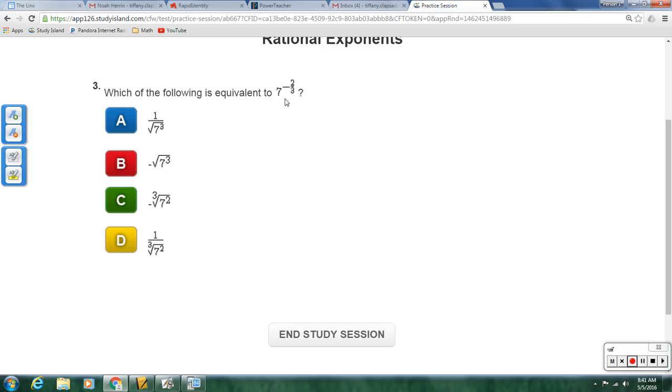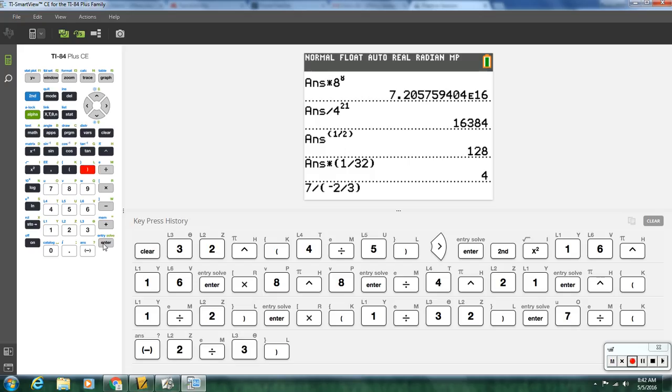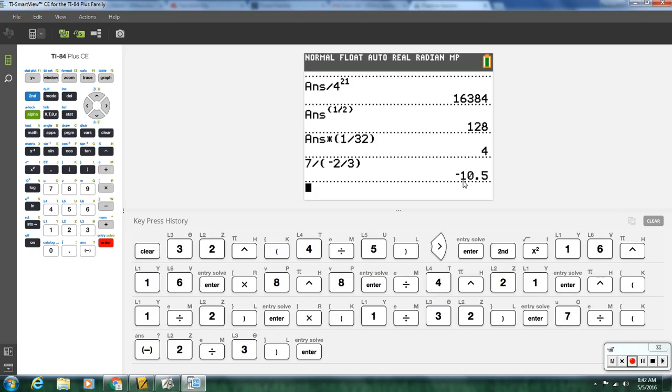Now, let's say that you didn't know how to do all this. What would be another way to do this? Could you put that in your calculator and come up with an answer? You put 7 to the negative 2/3 in there, and it's going to give you an answer, and then go through each one of these and figure out which one equals that. You could do 7 raised to the negative 2 divided by 3, and you'll get this answer.